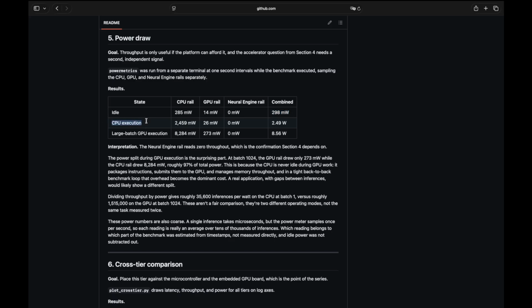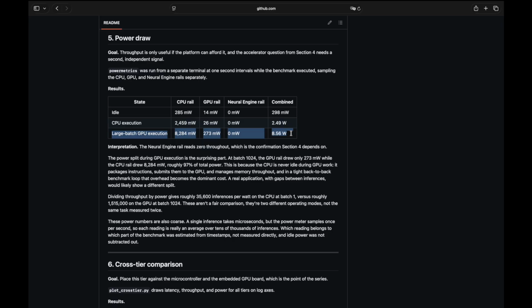During CPU execution, that rose to approximately 2.5 watts. During large batch GPU execution, approximately 8.6 watts. The distribution across those rails during GPU execution is the result I did not expect. The GPU rail rose to 273 milliwatts, while the CPU rail rose to 8,284. The CPU therefore accounted for approximately 97% of the power drawn during the work that is nominally executing on the GPU.